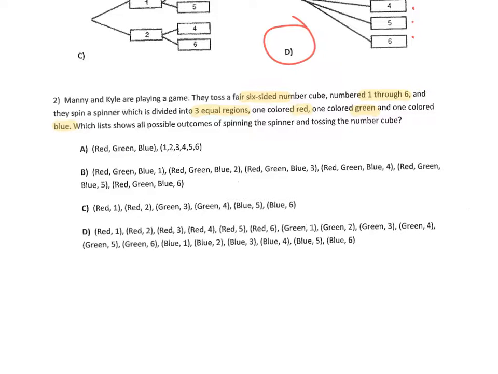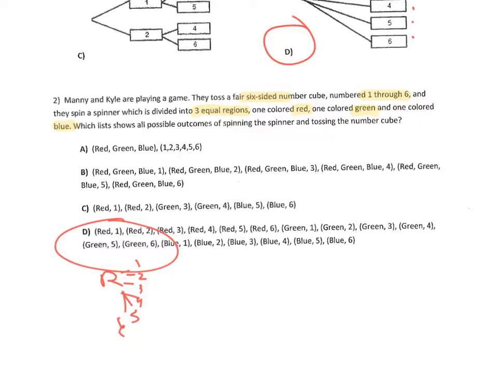Yeah, so for each color we land on, we could land on one of the sides of the dice. So yeah, you'd have red, 1, 2, 3, 4, 5, 6, and then the same thing with green and the same thing with blue. So the only one that shows us that is D. Red 1, red 2, red 3, red 4, all the way to 6. Same thing with green all the way to 6 and blue all the way to 6. But this one doesn't do that.